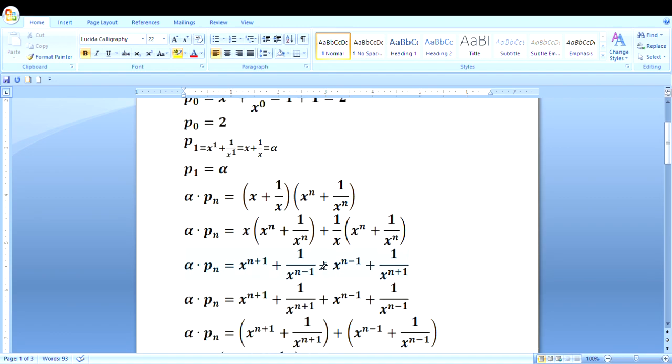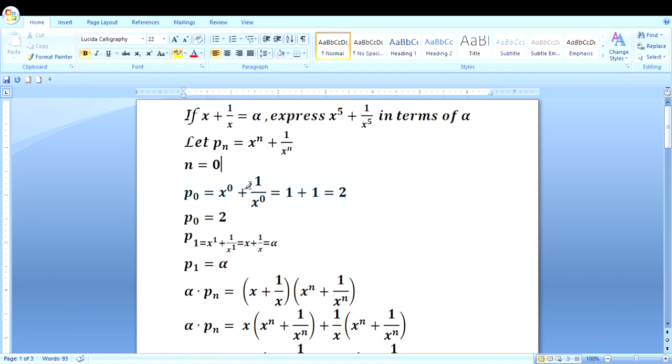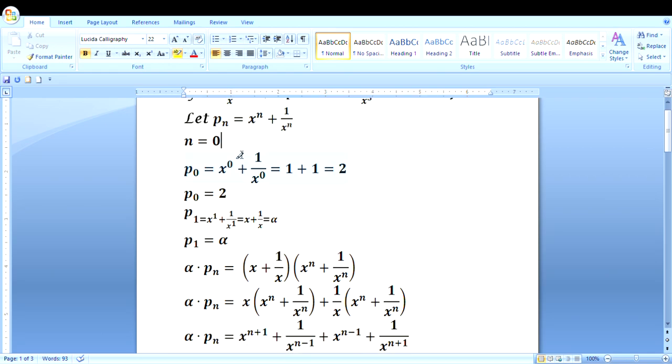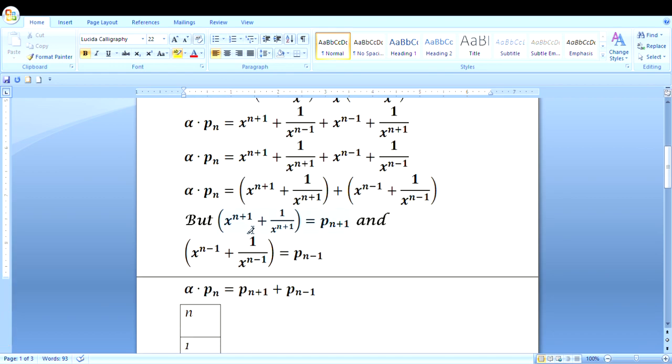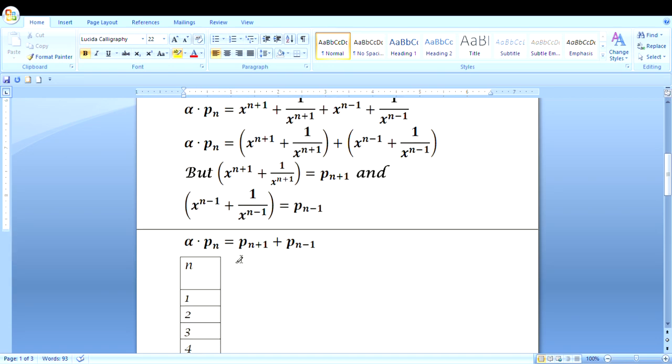Okay, from our initial expression here, we're just having plus 1 here, so it's going to be Pn plus 1. Similarly, in this expression here, x raised to power n minus 1 plus 1 divided by x raised to power n minus 1 becomes Pn minus 1. So alpha times Pn is equal to Pn plus 1 plus Pn minus 1.